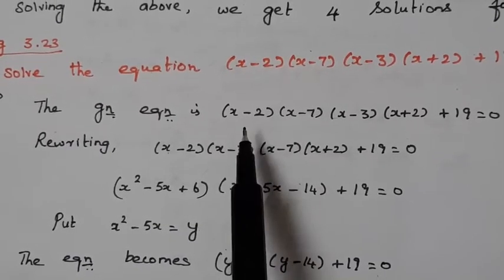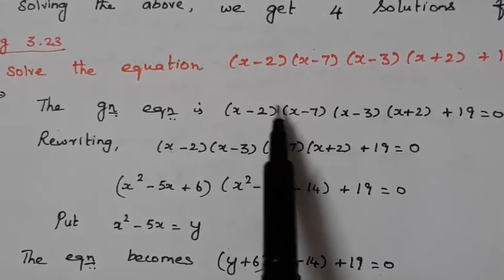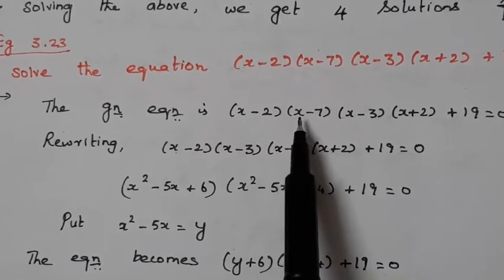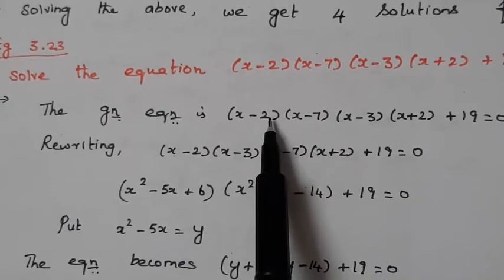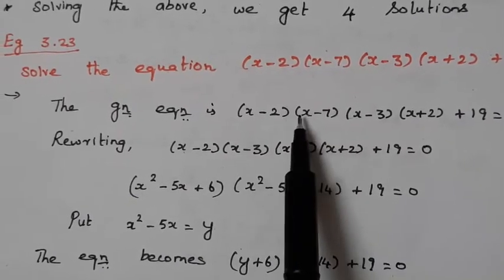Okay. So if you multiply the first two, that is (x minus 2) into (x minus 7), what would be the quadratic obtained by multiplying these two factors? It means x squared minus 2x minus 7x, that is minus 9x. Okay, x squared minus 9x.